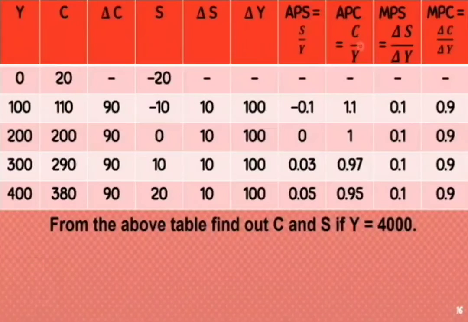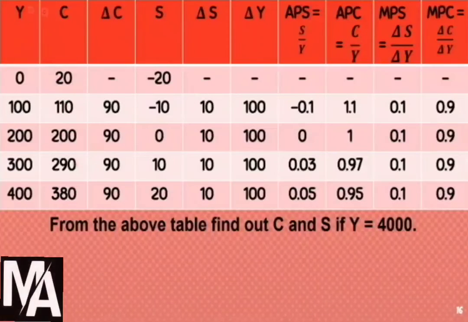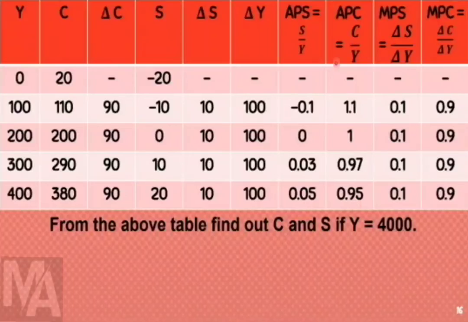APC is nothing but C divided by Y. So consumption, this column divided by this column. 20 divided by 0, we cannot do that. 110 divided by 100 is 1.1. 200 by 200 is 1. 290 by 300 is 0.97. And 380 divided by 400 is 0.95. As you can see, the consumption is increasing at a slower rate, but savings is increasing at a faster rate.